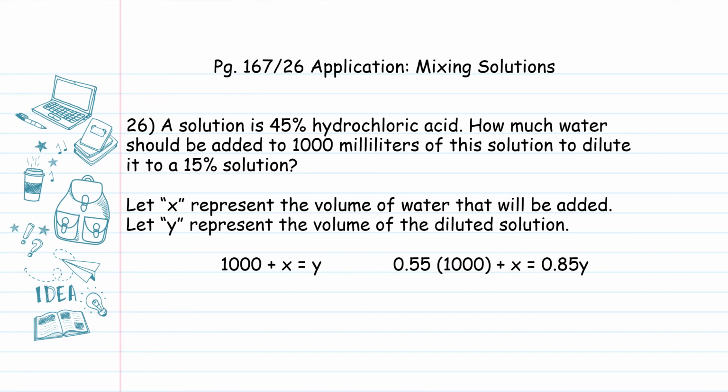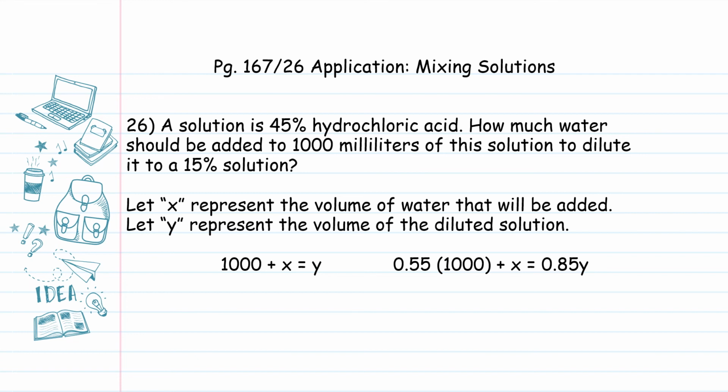The next equation tells us that 0.55 times 1,000 plus X is equal to 0.85 Y. So this is just telling us in the original solution that 55% of those 1,000 milliliters is water. We're going to add a certain amount of water to that, and that will be equivalent to the 0.85% in our final solution.